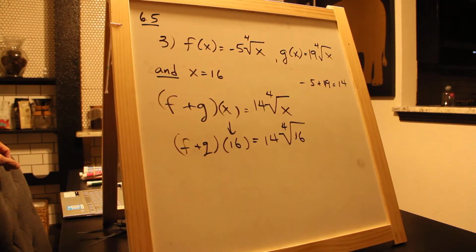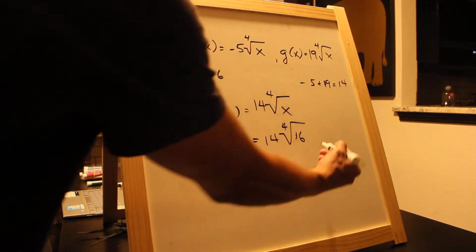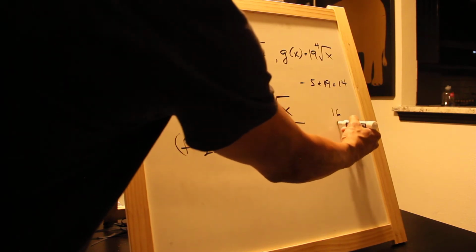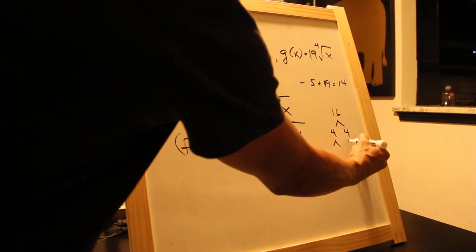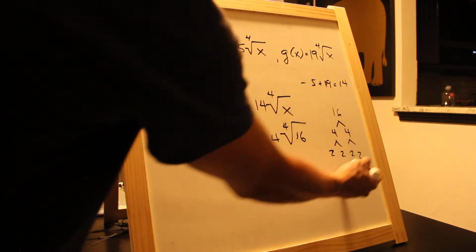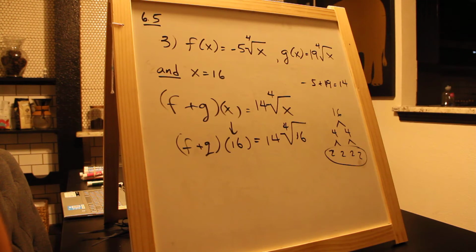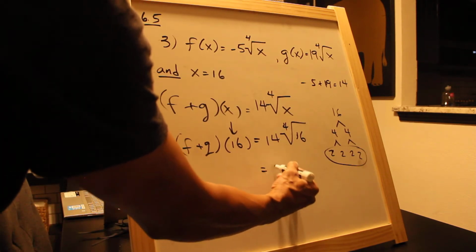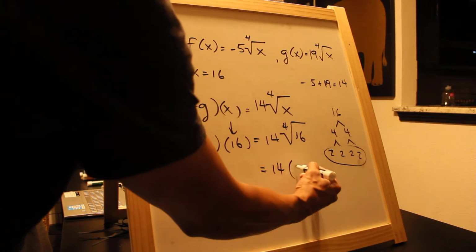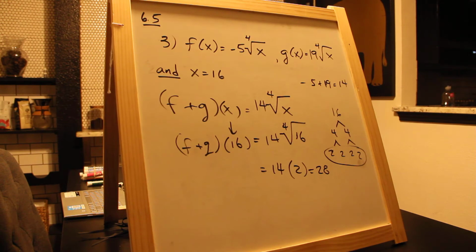16. So what is the fourth root of 16? You can use an online calculator to find the fourth root of 16, or think to yourself, how many times should a number be multiplied by itself 4 times to give me 16? Well, we do know that 16 can be broken up as 4 times 4, and then 4 can be broken up as 2 times 2, and then 2 times 2 over here. So notice that its base root is 2 to the 4th power. So then this is going to be 14 times 2, and that should give you 28. Hopefully that helps you out with that problem.